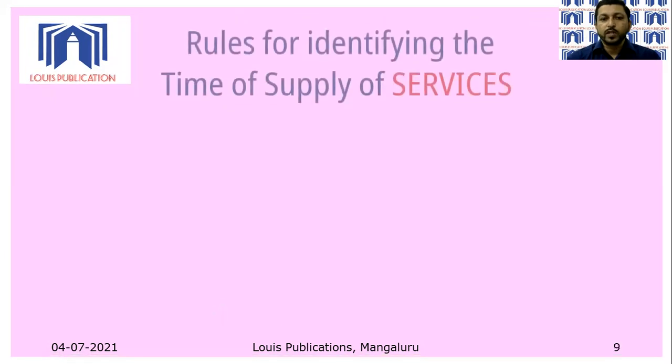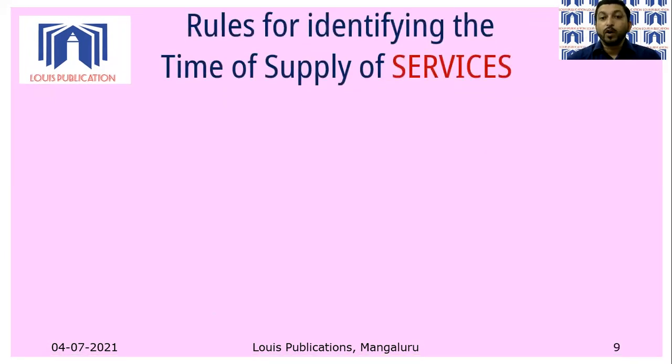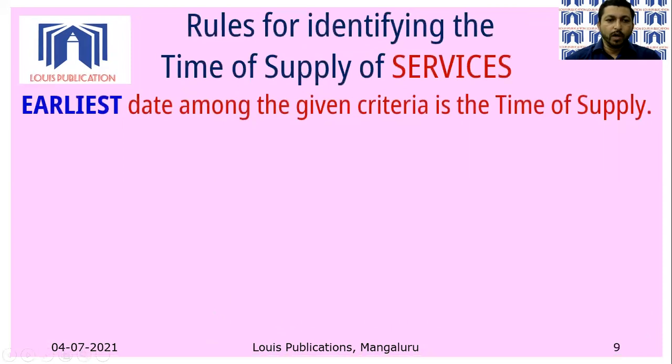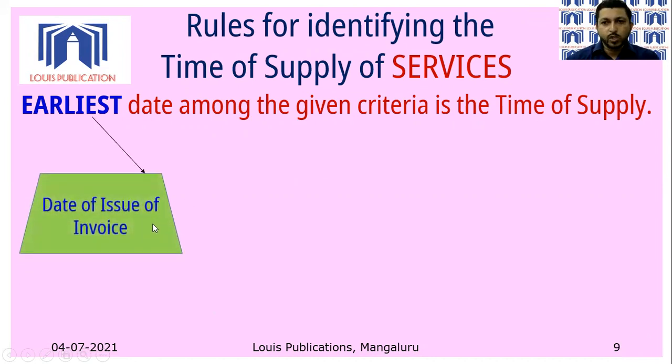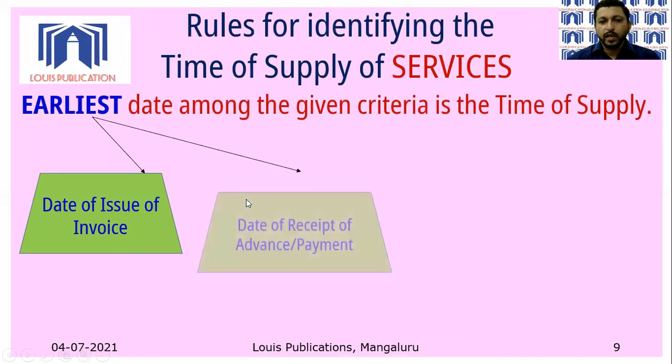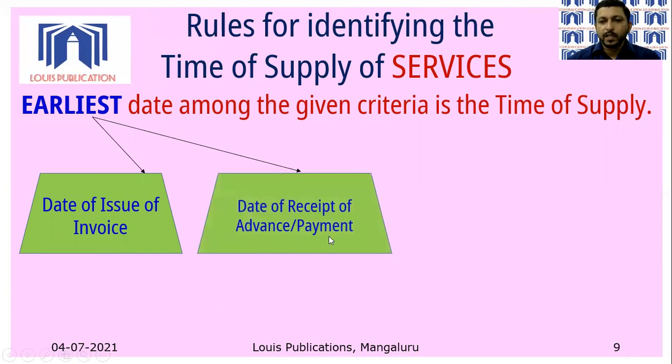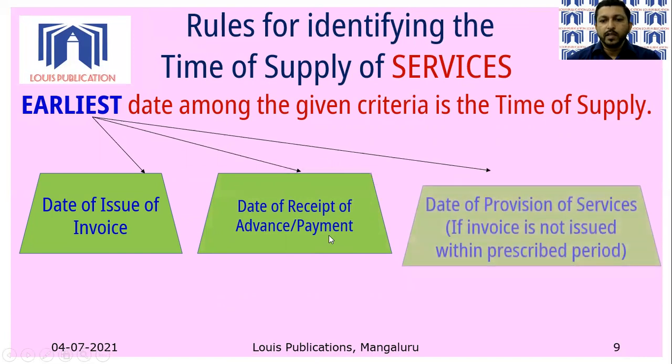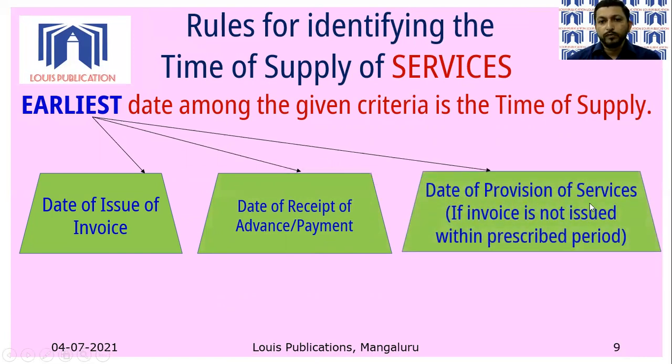Let's move to the next concept, time of supply of services. Another very interesting thing. Now we have something add-on or something extra. The earliest date among the given criteria will be the time of supply as far as services are concerned. Which are those dates? Date of issue of invoice, which was common as in the case of goods. Next, we have the date of receipt of advance or payment. That also was there, but that was the third criteria. And the next one is the date of provision of services.